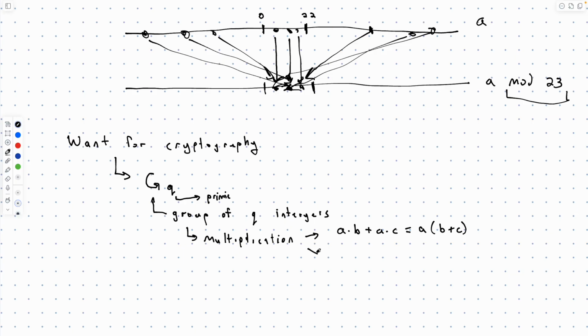And the second thing I want is I want it to be closed under multiplication, which means if I have group element A and I have group element B, I multiply them together, I get some result C. I want C to be in the group as well, okay? So I never want to leave the group. I just want to multiply these numbers together and never have to leave the group, okay?